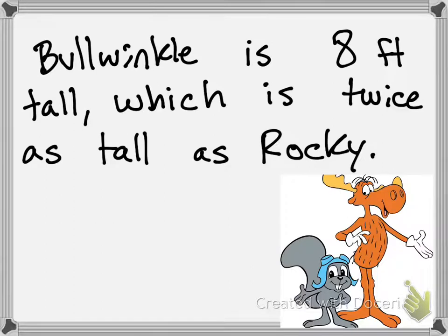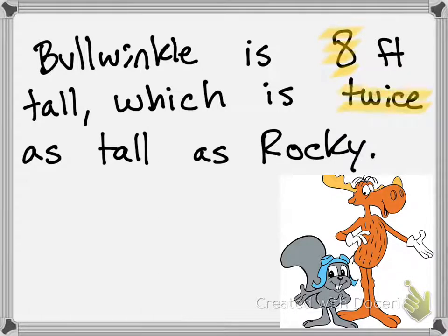So looking back at this problem, we need to come up with a number, an operation, and a variable. First one's first, our number part is easy. Daniel, what's our number? 8. Number part's easy. Now, what's our operation that's going on? What's the operation, Ben? He says either multiplication or division. So that's good. What clued you in on that, Romario? Which is twice as tall as Rocky.